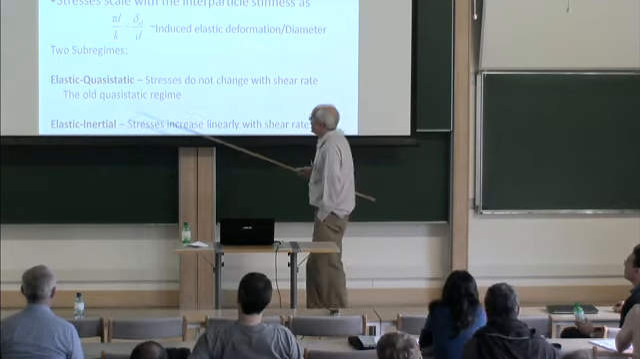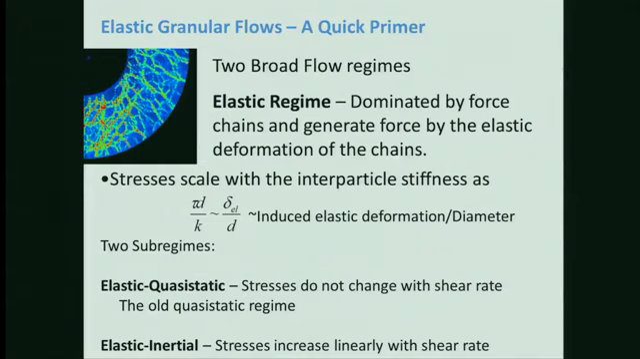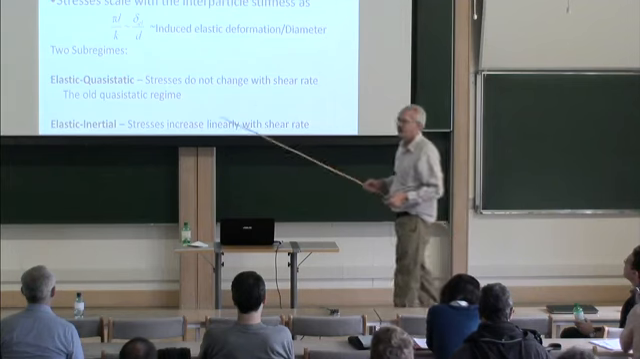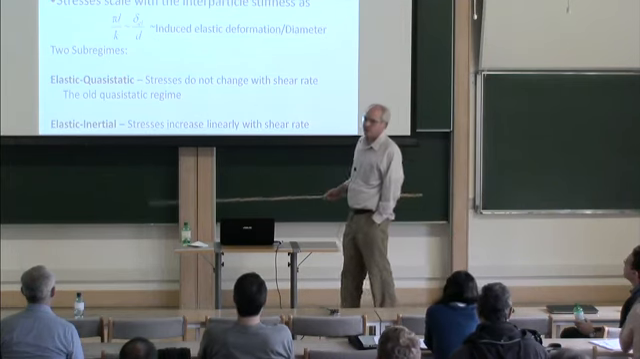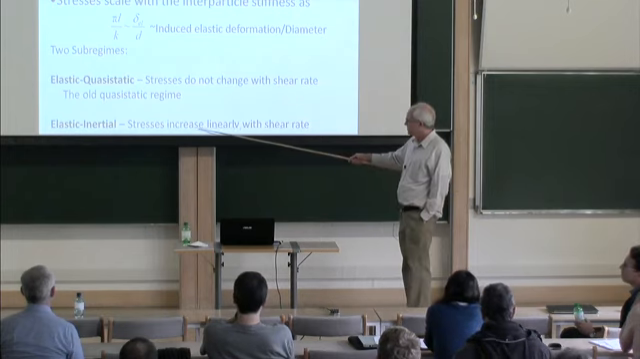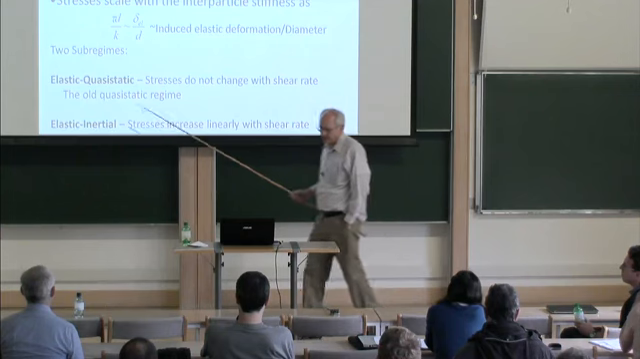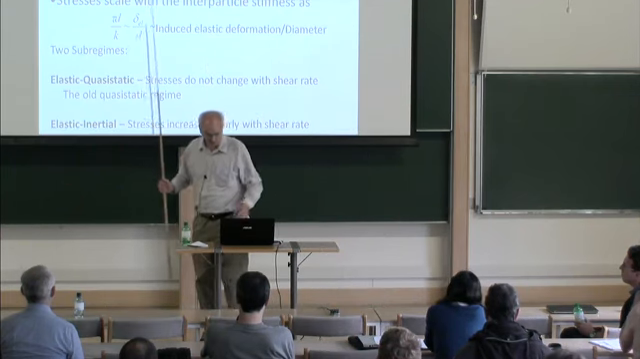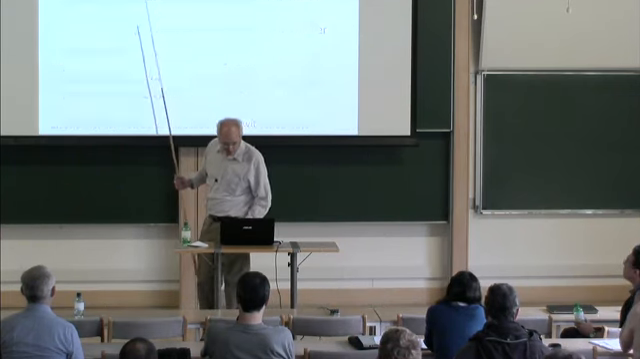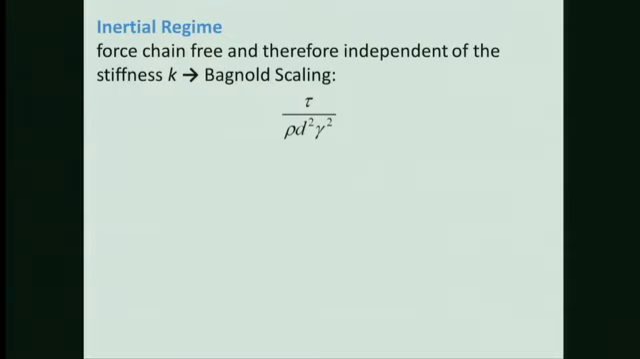Then there's an elastic inertial regime, which is exactly the same system. What happens is, when you push the particles together, the deformation not only depends geometrically on how they're compressed, but they have to absorb some of the momentum of the shear. And the forces induced reflect the momentum of the shear. So you get stresses that increase linearly with the shear rate, because the extra force is linear with the shear rate over a baseline. Then you also have an inertial regime, which is the famous Bagnold scaling.